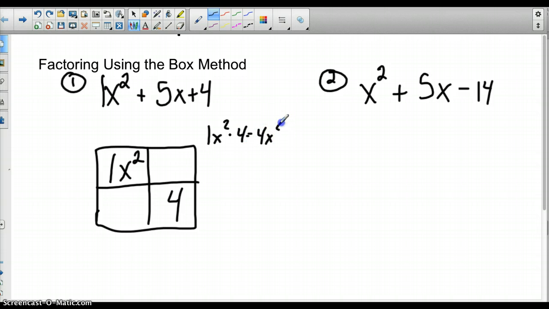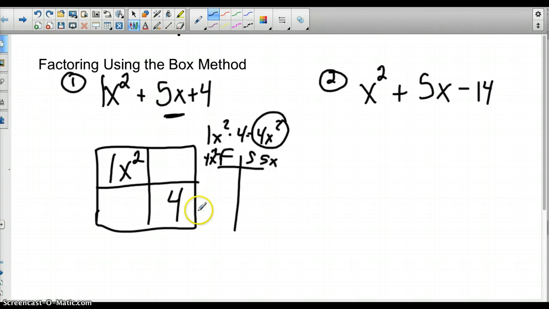You now need to think about what your factors and your sums are. You're going to use this 4x squared that you came up with for your factors, and your sum is going to come from your middle term, which is 5x. So we have to think about what factors there are for 4x squared. Well, we could have 2 times 2, we could have 4 times 1, or 1 times 4, which is the same. And we want to get 5x. Well, 2 plus 2 is 4, so that's not what we want. 4 plus 1 is 5, so we know that one would work.